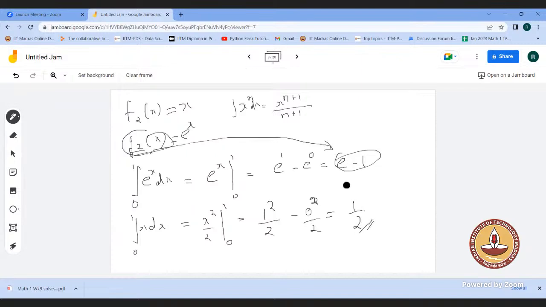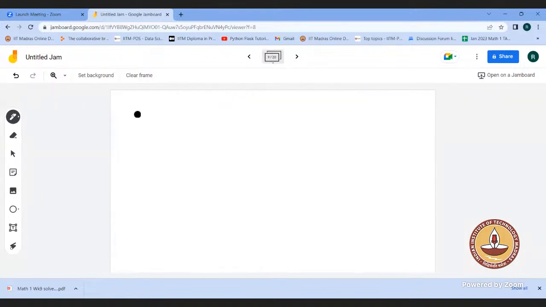Now we have to find the difference between these two. It will be e minus 1 minus 1 by 2. So this is e minus 3 by 2, which is 1.21.